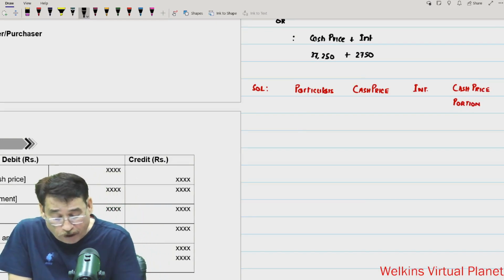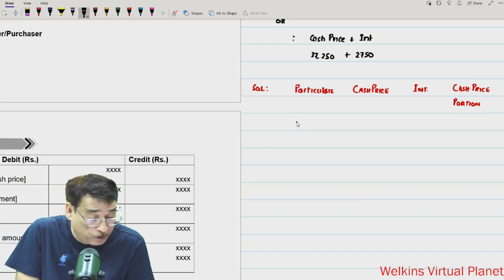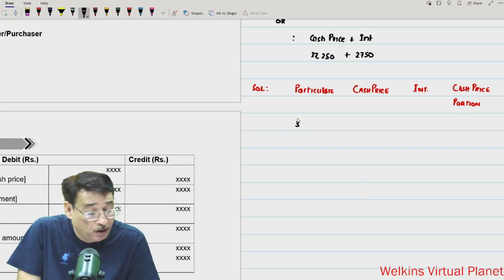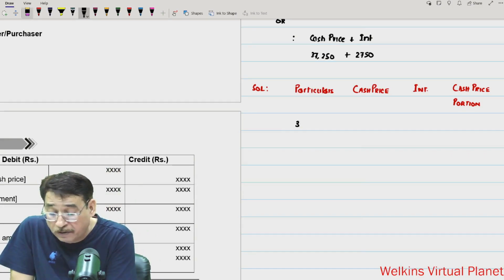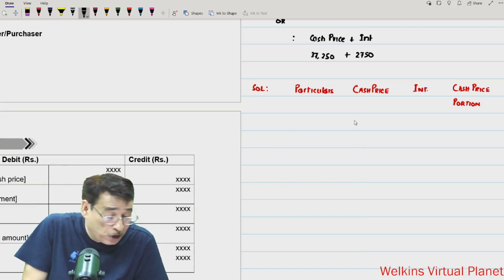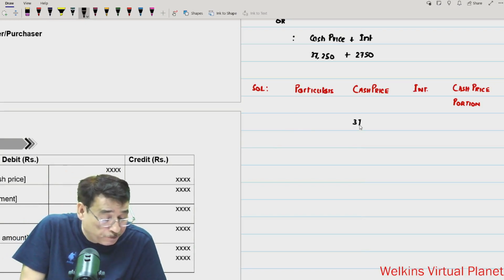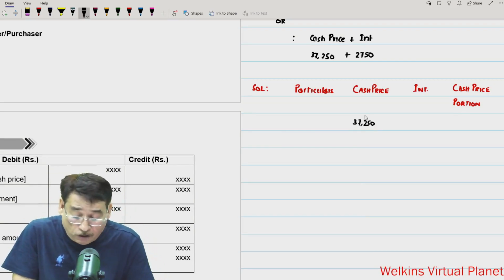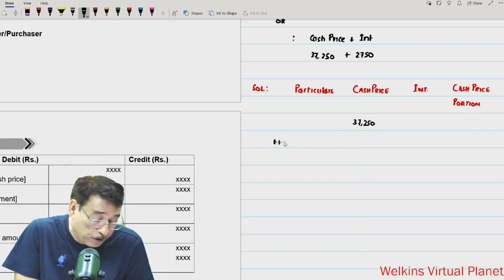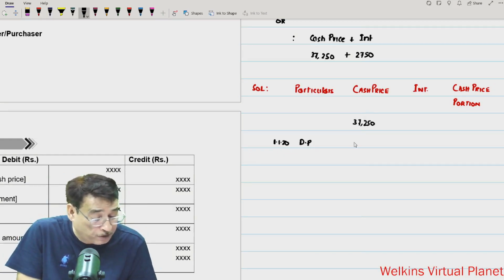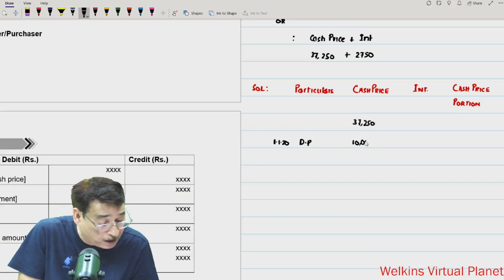Now, first of all, what you are supposed to do, simply under the column of the particulars, write what we call your cash price. Sorry, under the cash price column, you simply write cash price. Your cash price was 37,250. Now, here you write date 1/1/2020 and then you write down payment. On this date, you made a payment of 10,000 rupees. You simply write it below the cash price.